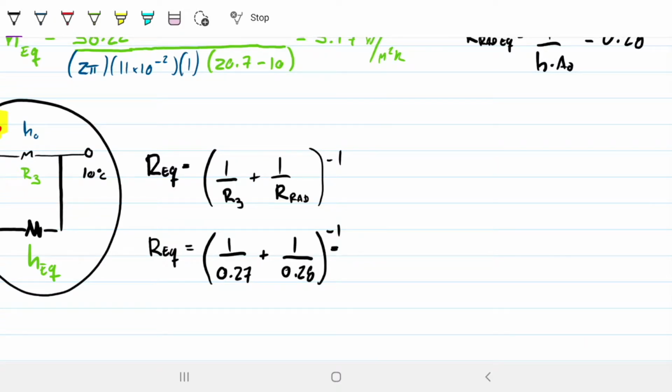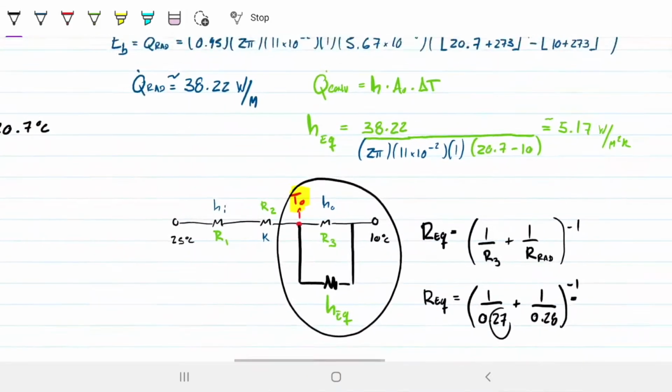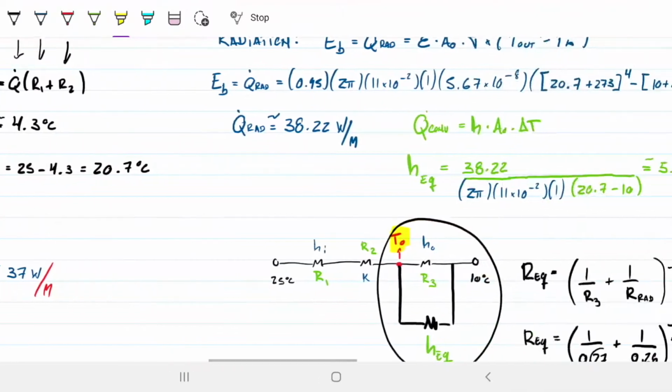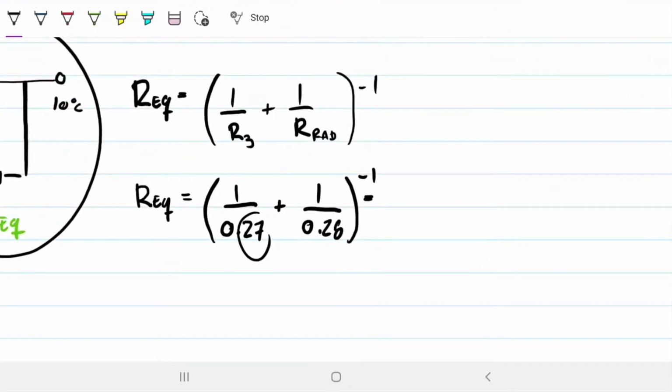So this math, is that right? 0.14, 0.29. Oh, excuse me, this is 0.29. Let me just check. There's no mistakes here. Yeah, there you go, 0.29. My bad. So R3 is 0.29. And this is 0.28. This gave me 0.14 as the equivalent resistance.